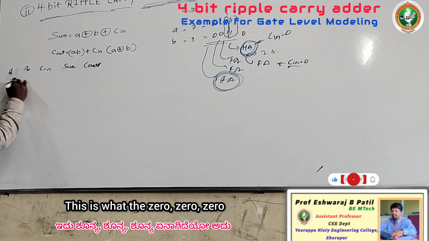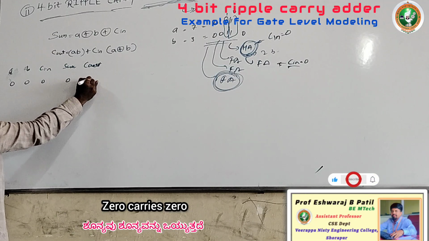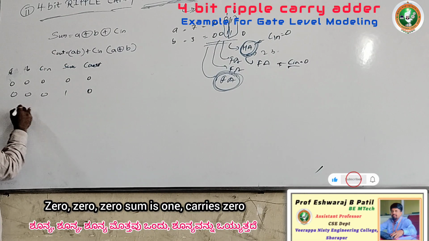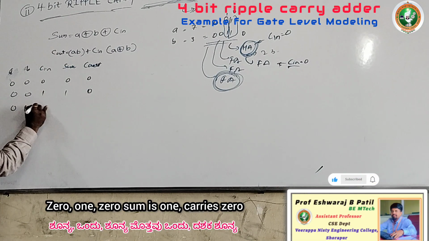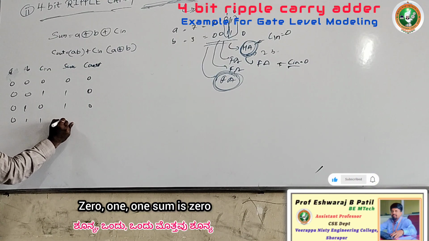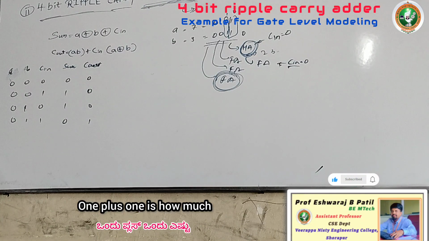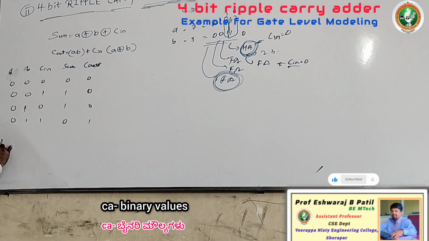For 0 0 0, the sum is 0 and carry is 0. For 0 0 1, sum is 1, carry is 0. For 0 1 0, sum is 1, carry is 0. For 0 1 1, sum is 0, carry is 1. For 1 0 1 and so on, 1 plus 1 is how much? 1 0. 1 plus 1 is what? Binary values.